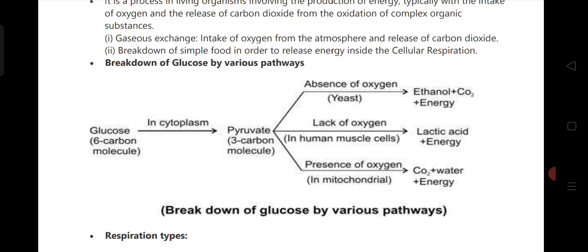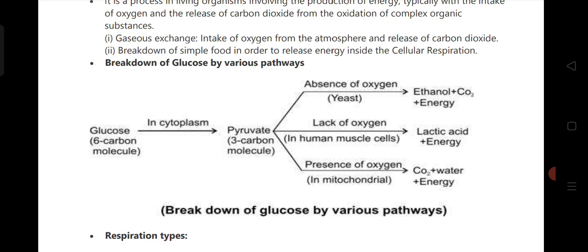Now you can see over here, this is the pathway. These are the three main pathways where the breakdown of glucose is observed. Glucose, the simplest sugar, is a 6-carbon molecule, and in the cytoplasm glucose gets converted into pyruvate, which is a 3-carbon molecule. Now this pyruvate can follow three pathways: the first is in the absence of oxygen, the second is where there is a lack of oxygen, and the third is in the presence of oxygen.